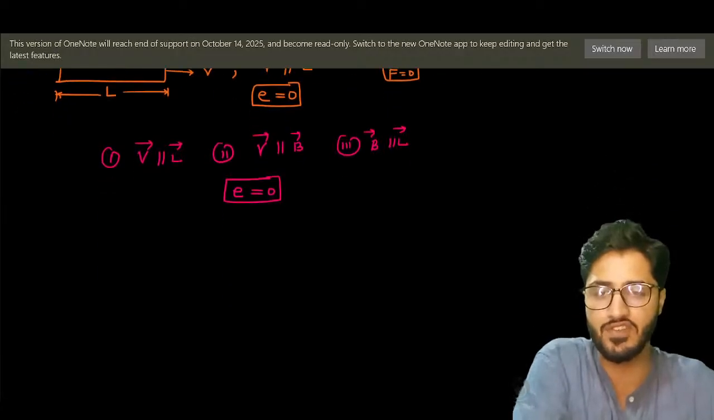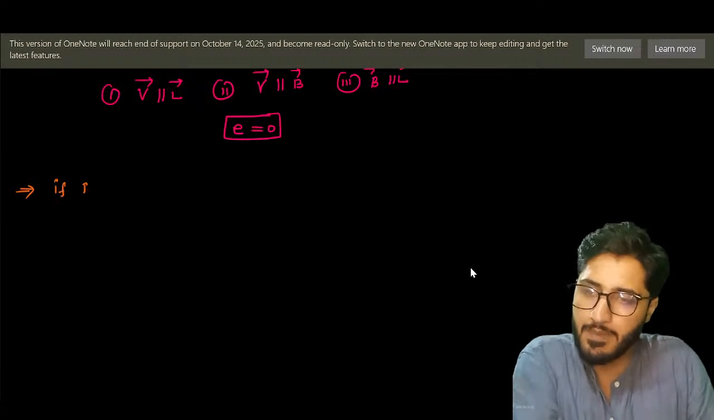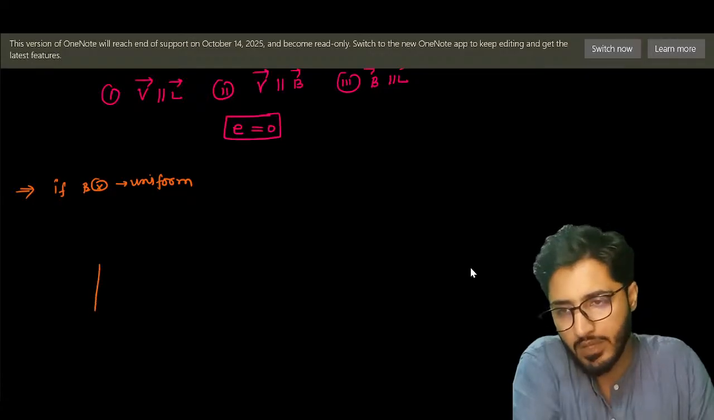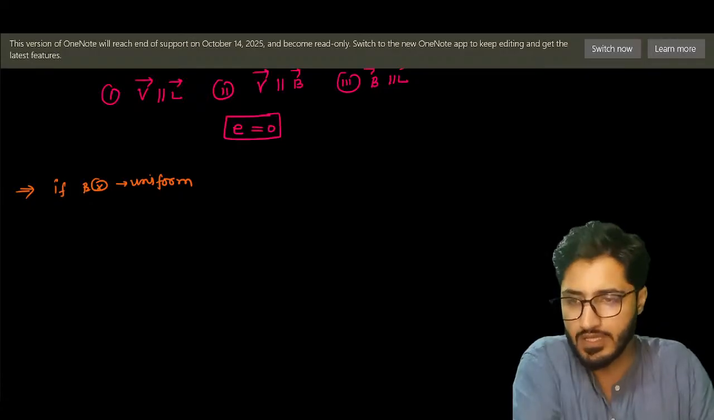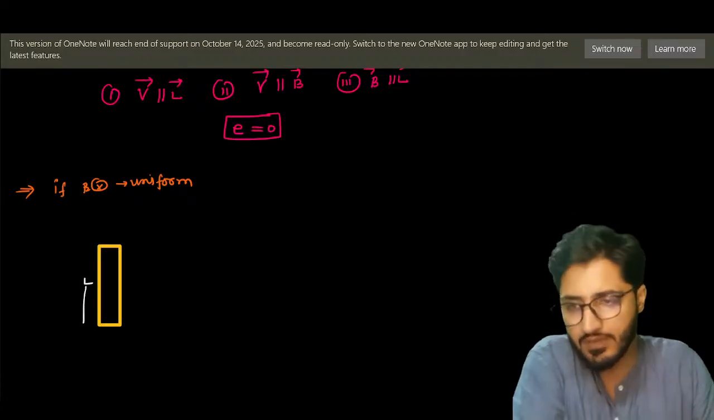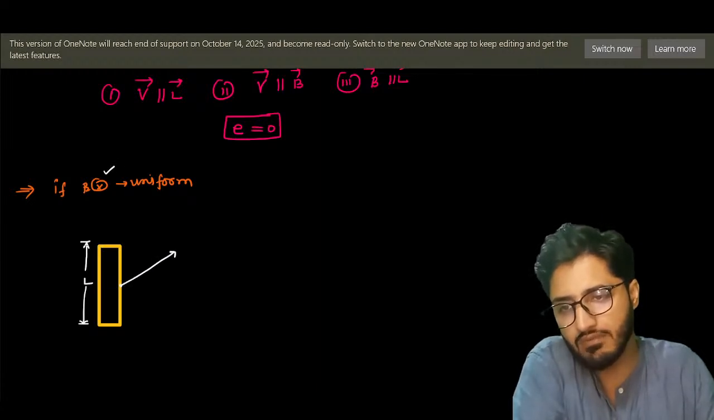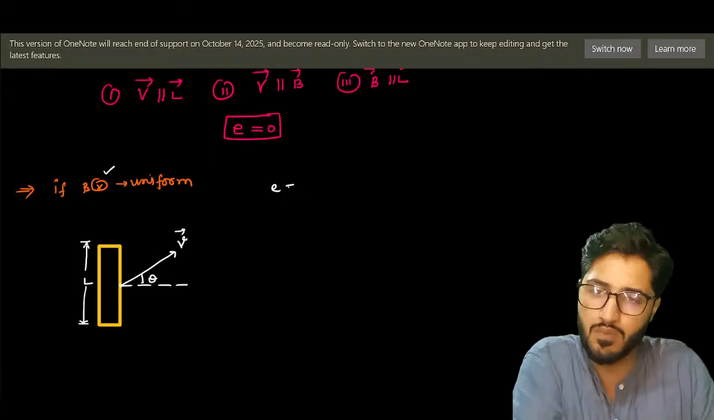Look now, beta, very easy. If B is cross and it is uniform, and this is my rod, and the length of the rod is L. The magnetic field is inside, but this rod is moving at an angle theta. How to write E now?